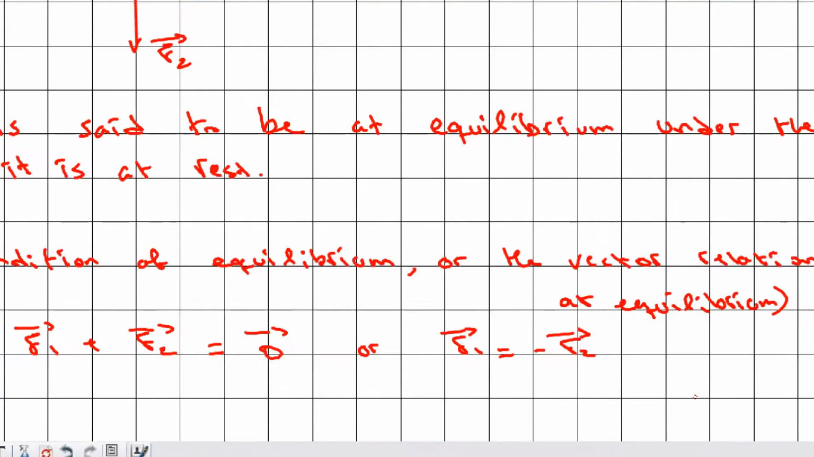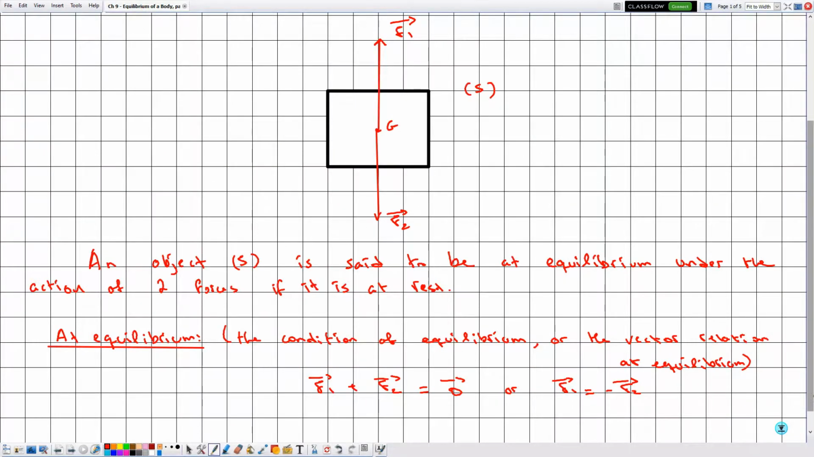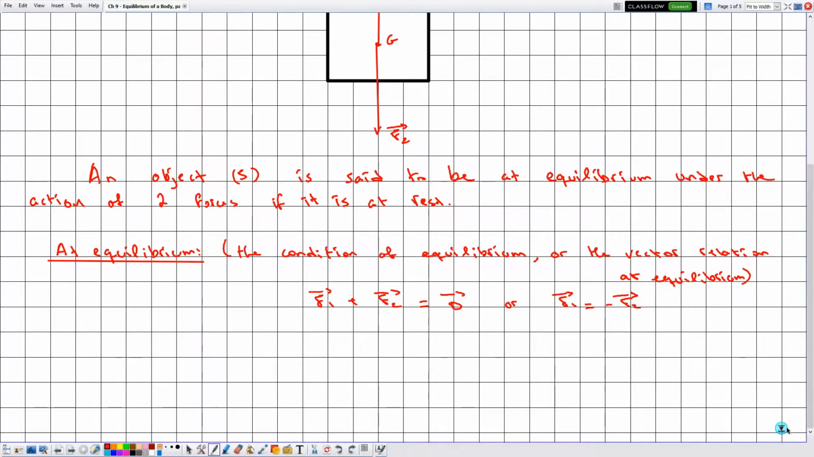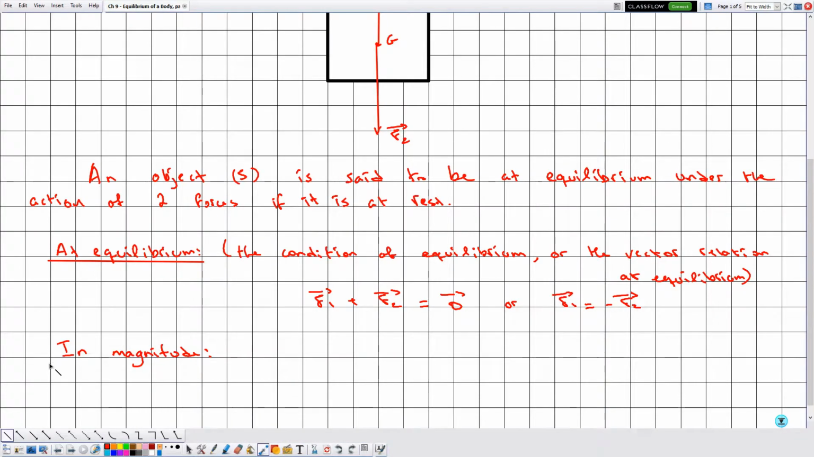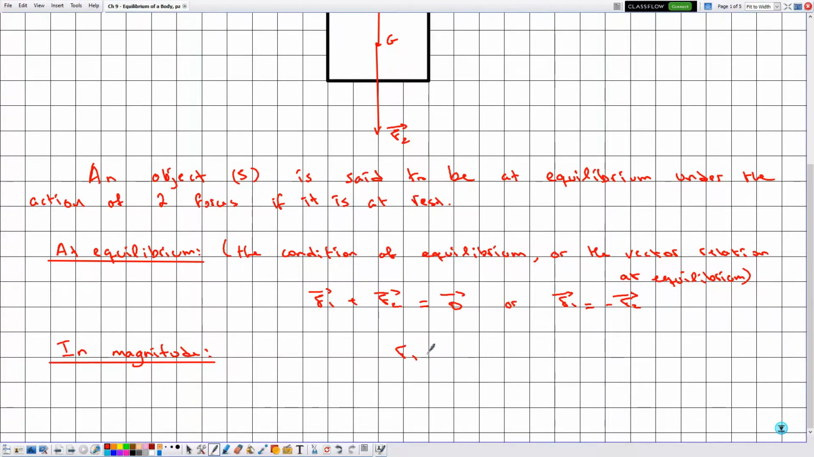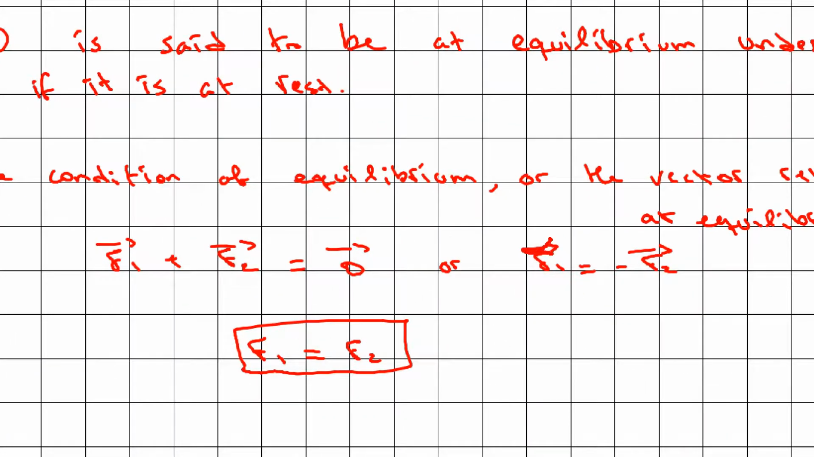As for this equation, we read it in the following way. Both forces F1 and F2 have the same line of action, opposite direction for the minus sign, and same magnitude. So in this case we can say in magnitude that F1 is equal to F2. Notice that whenever we are discussing the magnitude, we drop the vectors and we remove the minus sign, so we have that F1 is equal to F2 in magnitude.